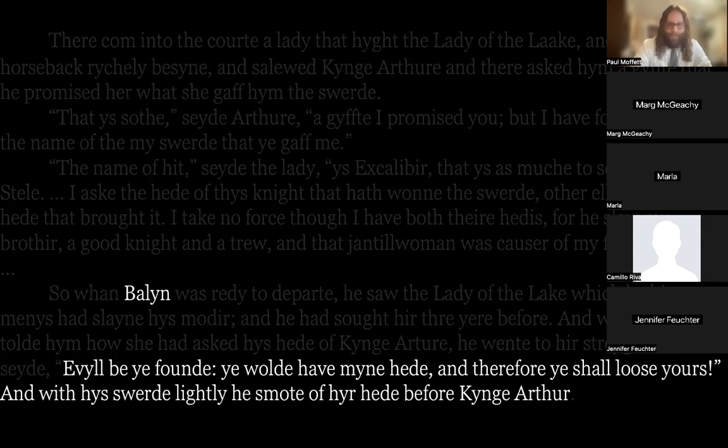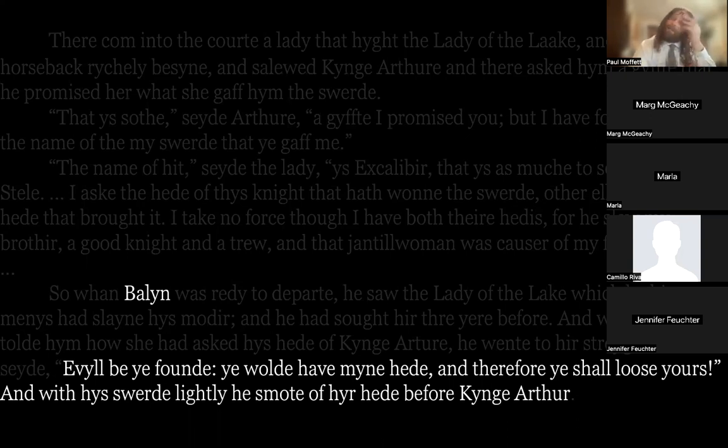And Balin, when he hears this, says to the Lady of the Lake, "Evil be you found. You would have my head, and therefore you shall lose yours." And with his sword, he lightly smote off her head right before King Arthur. This is one of the stories of King Arthur that people generally don't remember. The Lady of the Lake who gave Arthur Excalibur is beheaded pretty soon afterwards.